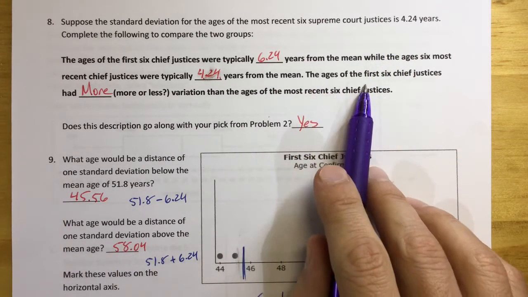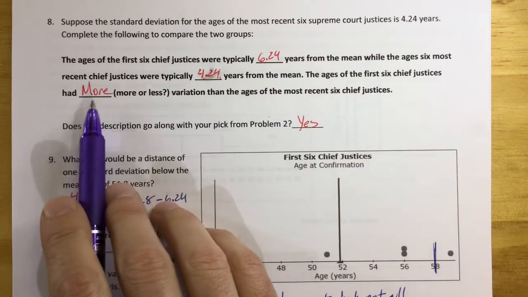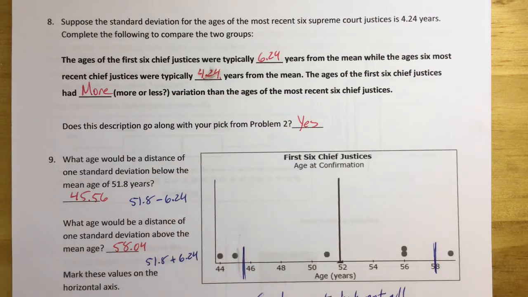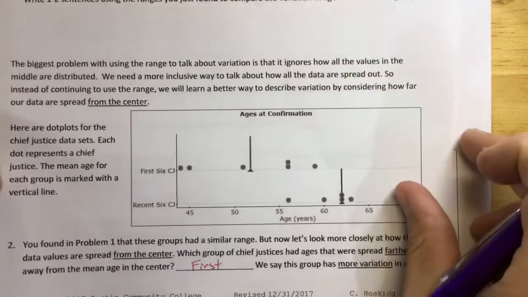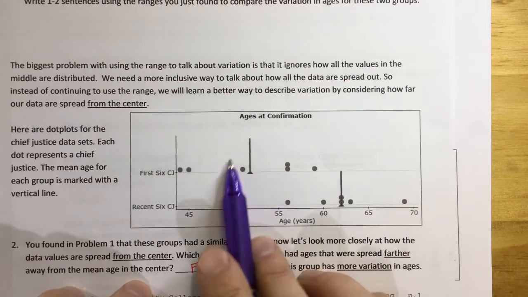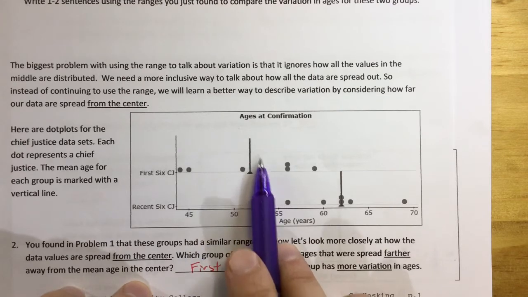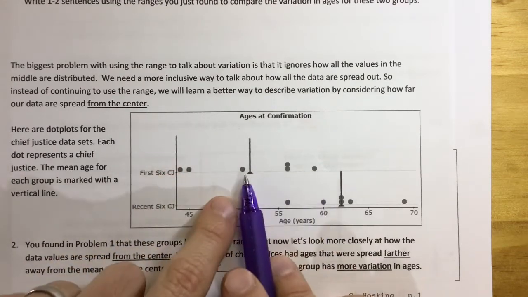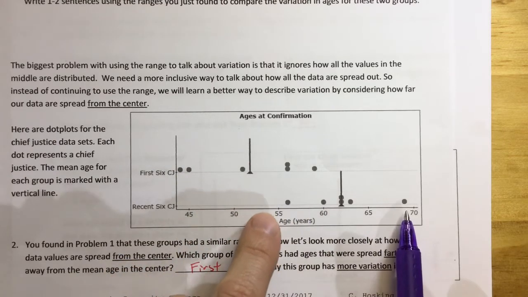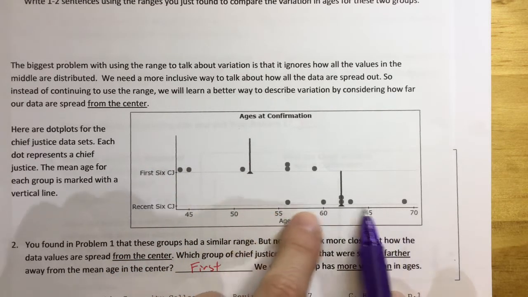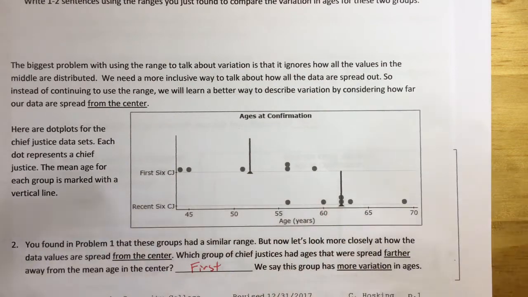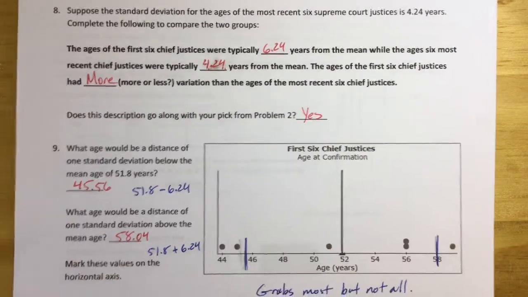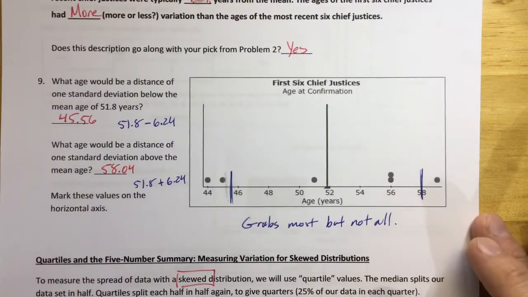All right, the ages of the first 6 Chief Justices had more variation than the ages of the most recent. And again, if I go back to the graph, that seems to make sense, especially when you look closer to the center. In the first 6, more of your data is actually away from that center number, but in the most recent 6, more of your data is closer to the center number, so there's less variation from that mean value. All right, question number 9.